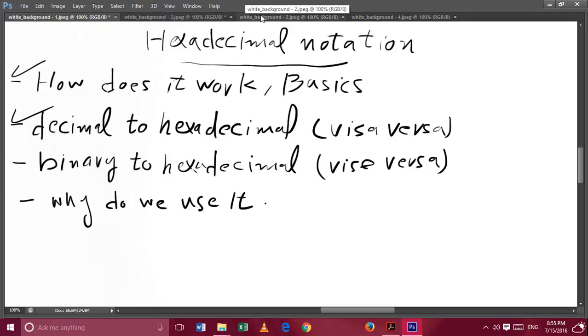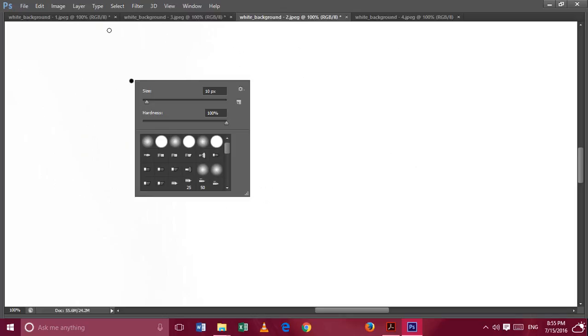Now comes the second part, which is converting from binary to hexadecimal and vice versa. So let's say we have this binary number, and we want to convert this number to its hexadecimal equivalent. We are going to follow a two-step algorithm.